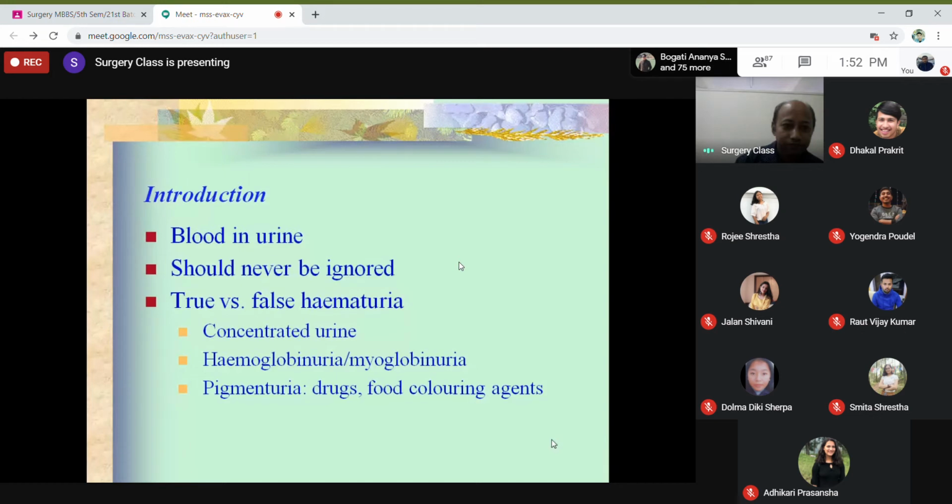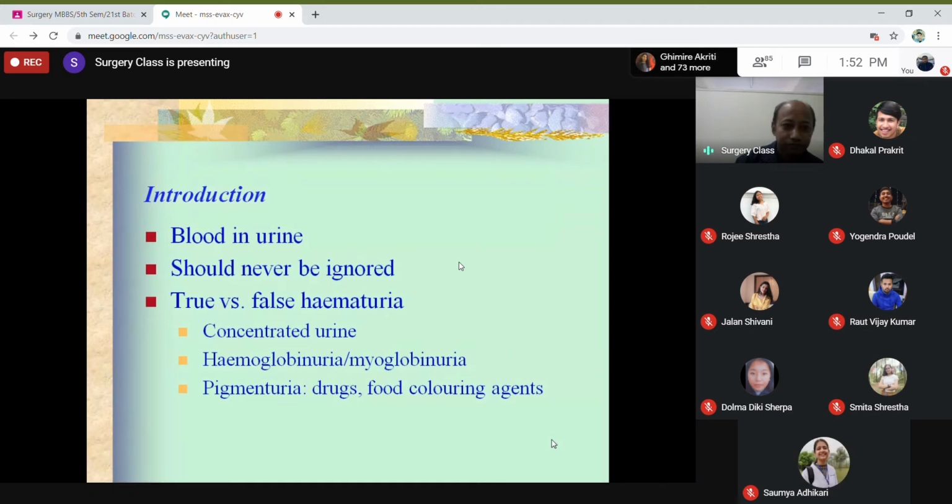But you should know whether this is true hematuria or false. Whenever you encounter a patient with hematuria, first of all, you need to make sure this is hematuria or something else. What can these be? Number one, it can be concentrated urine. A dehydrated patient may see dark yellow urine, fear blood, and come to you saying they are passing blood in urine. Another is hemoglobinuria or myoglobinuria.